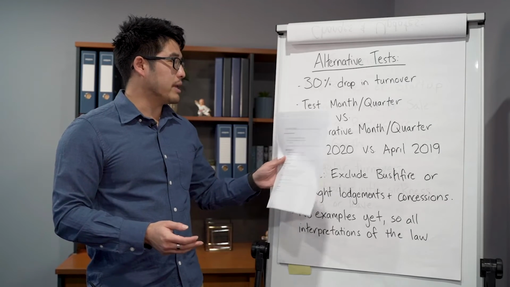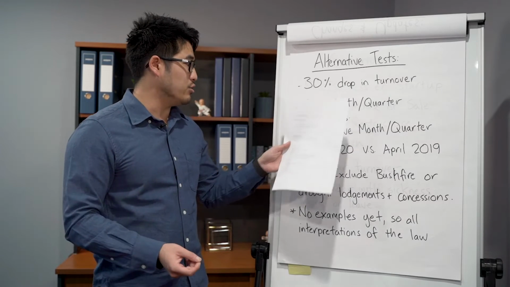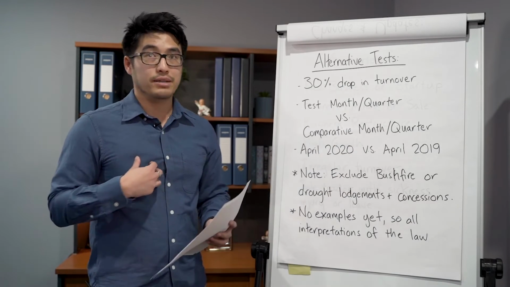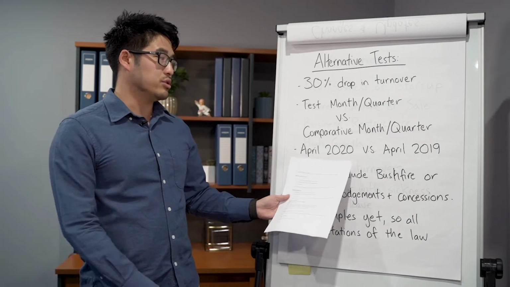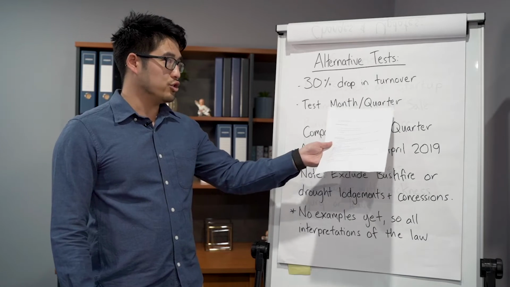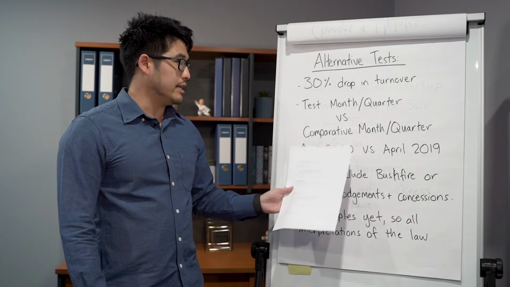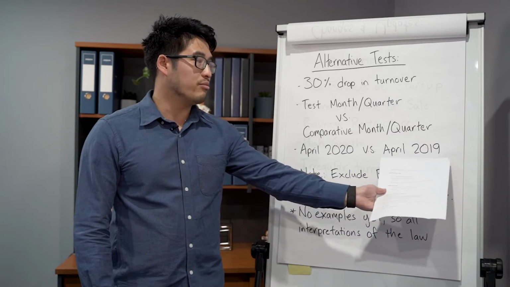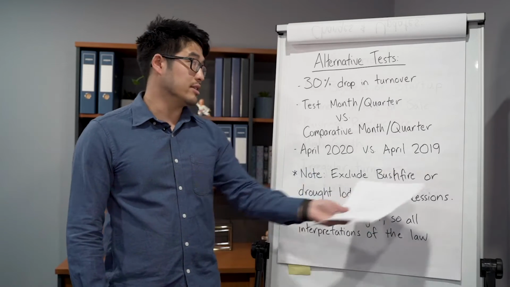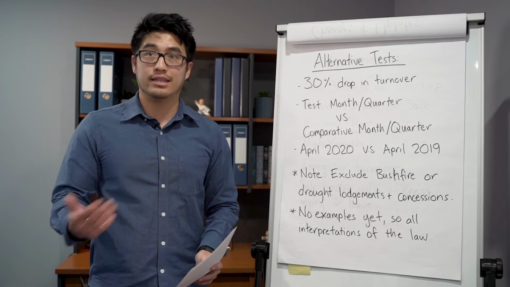So assuming the JobKeeper test was initially a turnover test and you wanted to apply it to my business, for example, I would be choosing April 2020. So the test month is April 2020, or you can choose a quarter, but in this case we're choosing a month. April 2020, and the comparative month has to be 12 months before, which is April 2019. So that's how the formula used to work when you did the 30% drop in turnover test.